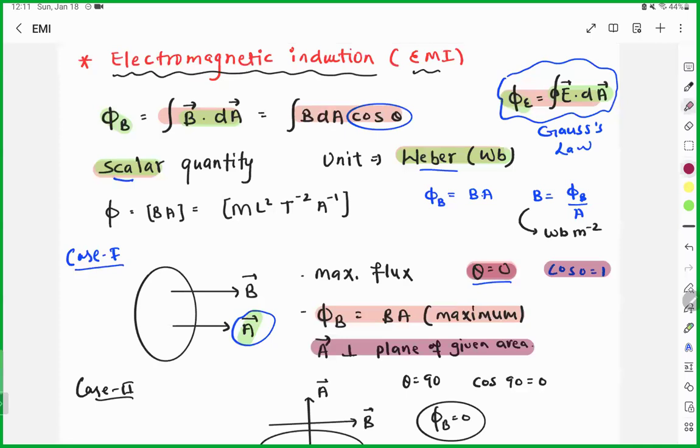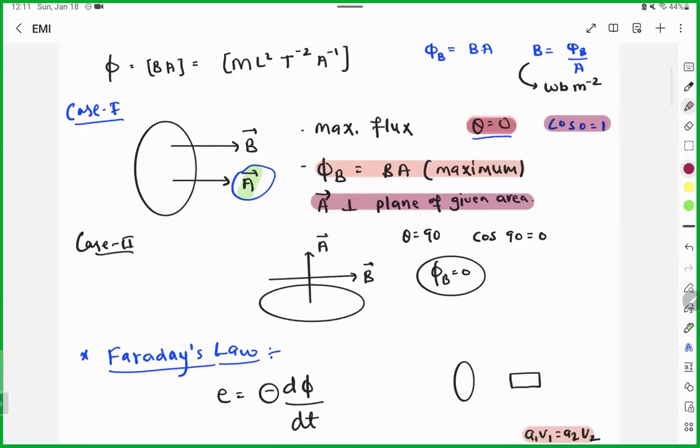Now, if the area vector and magnetic field are perpendicular to each other, you take a ring and the magnetic field is parallel to this, like both your hands are parallel to each other. Can your hands pass through each other? No. Correct. It's like how I explained the Fleming rules. Same thing I explained for the area vector of the electric flux. So if theta is 90 degrees, cos 90 is 0, then your magnetic flux will be zero.